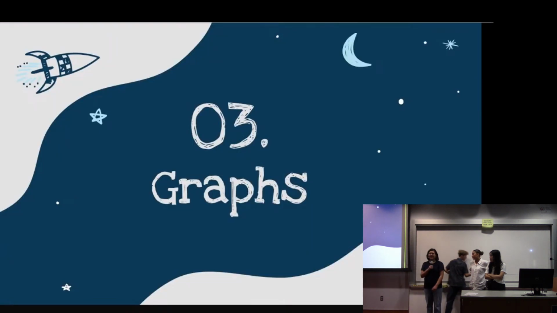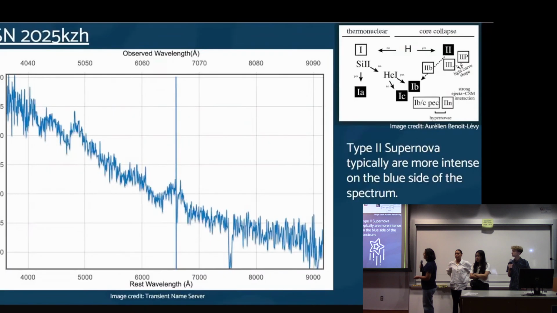So next up, we're going to have some of our graphs, which is mostly the bulk of our project, because our goal was to identify and classify some supernovae that have never been discovered before. So in this first graph, this is actually a classified supernova, and when you're identifying supernovae, it's a little bit of a learning curve because there's a lot of things that have to come into account.